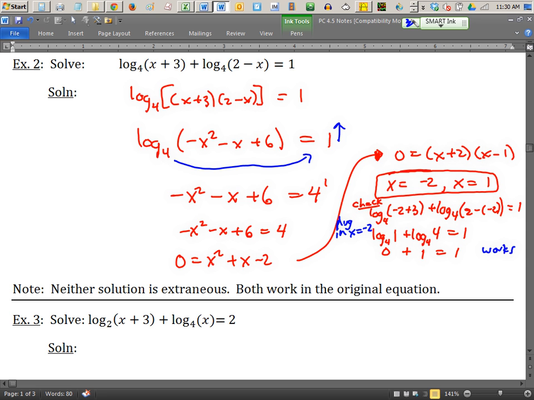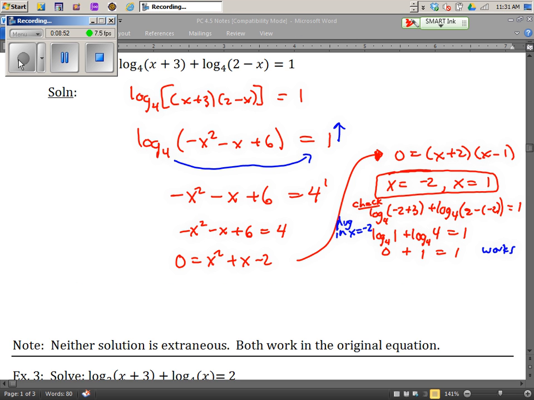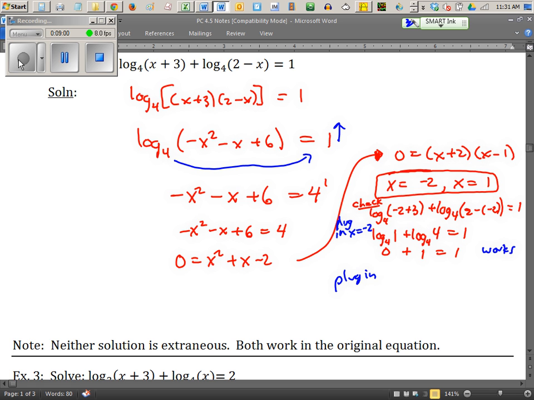Why don't you guys try plugging in positive 1 and see if it works, okay? Go ahead and do that. Plug in x equals 1. Okay, so this time you just basically get 1 plus 0 equals 1, and that works too, doesn't it? So if you plug in 1, you have log base 4 of 4 plus log base 4 of 1, and this is just 1 plus 0 equals 1, which is true. So both of these work. And so we say they're not really extraneous roots, right? Those work.